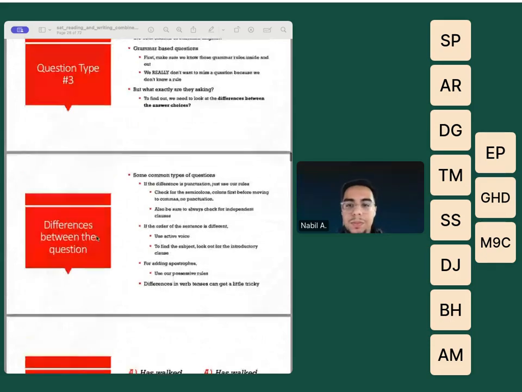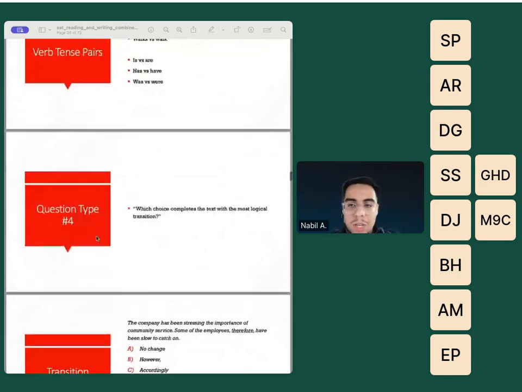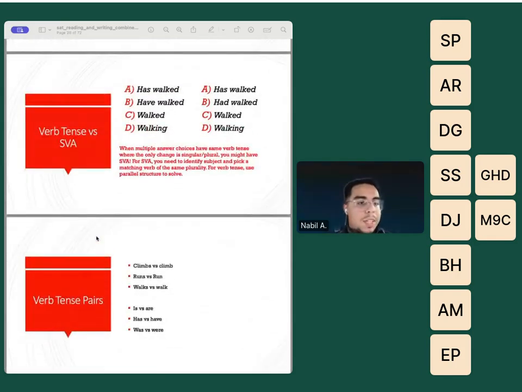All right. Awesome. So some of these are going more into verb tense and subject-verb agreement. I don't want to go into the specifics here, but if you look at the first set of answer choices, we see walked, have walked, walked, walking. So we pretty much have the same tenses of the verb here.